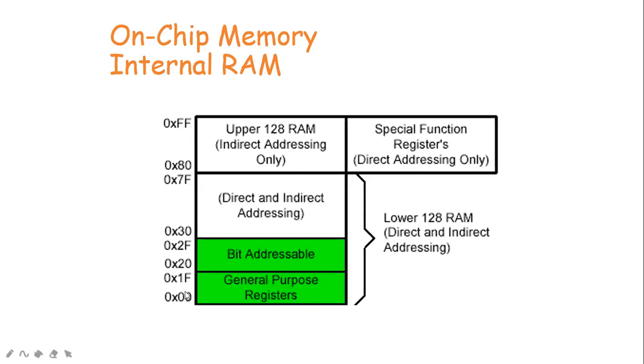See here. That means the on-chip memory of 8051 is 128 bytes. 128 bytes only. So out of 128 bytes, 32 locations are used for general purpose registers, that is bank registers, and 16 locations are bit addressable, 30 to 7F for direct and indirect addressing, 80 to FF for special function registers.